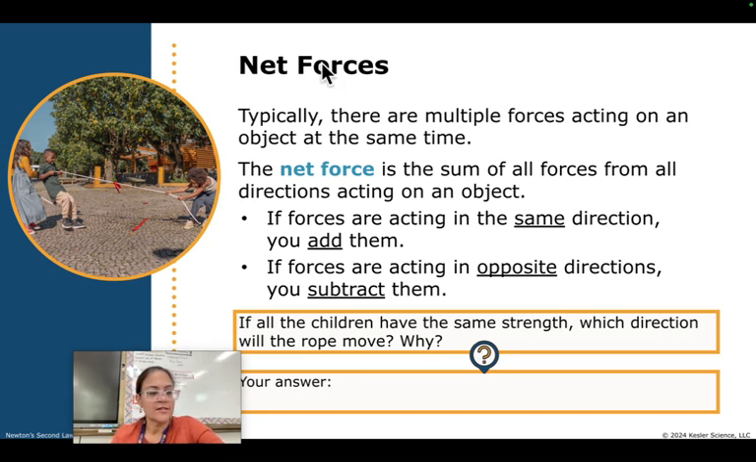So here in this picture, we have kids playing tug of war, much like what we did in class. If all the children have the same strength, which direction will the rope move? Why? If all of these kids pulling on the left and on the right have the same strength, which direction will the rope move? You should know that answer.